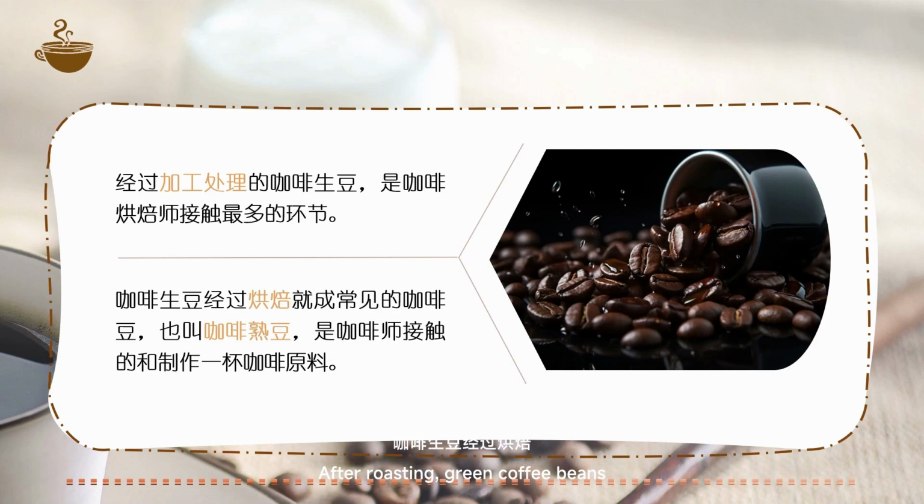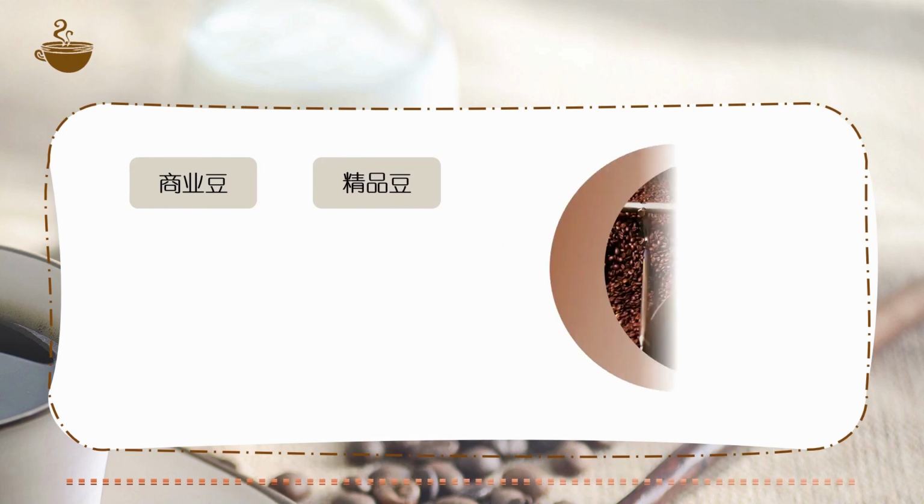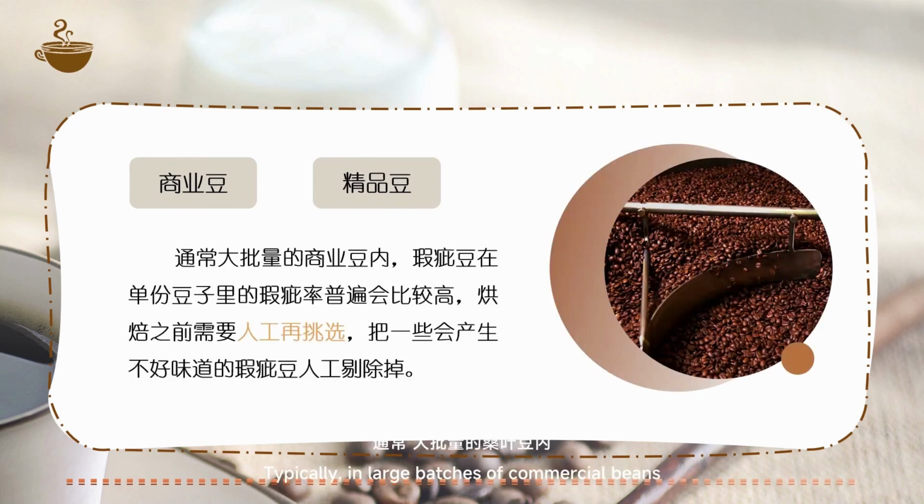After roasting, green coffee beans become the common coffee beans we know, also called roasted coffee, which are the raw material baristas use to make coffee. Broadly speaking, coffee beans are categorized as commercial grade and specialty grade. Typically, in large batches of commercial beans, the defect rate per portion tends to be relatively high, requiring manual sorting before roasting to remove defective beans that produce undesirable flavors.